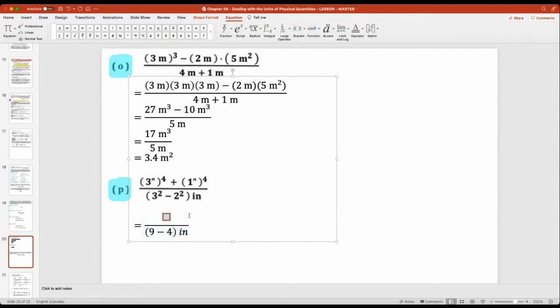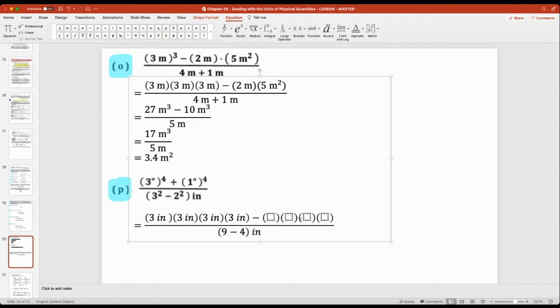And on the top here, we have 3 inches by 3 inches by 3 inches by 3 inches. You can write it 4 times if you want, no problem. And I'll do the same with the 1 inch as well. You do not have to write this much, okay? If you want to just use your exponent laws, feel free to do so.